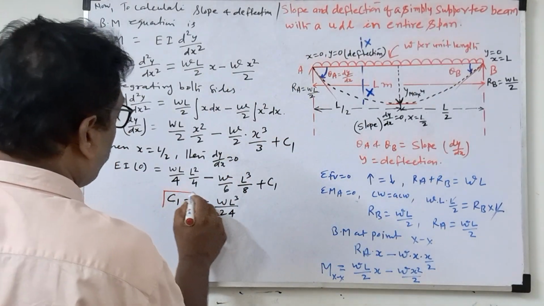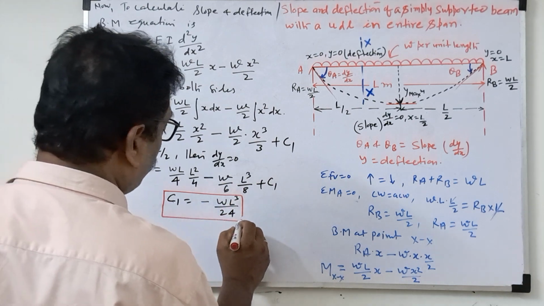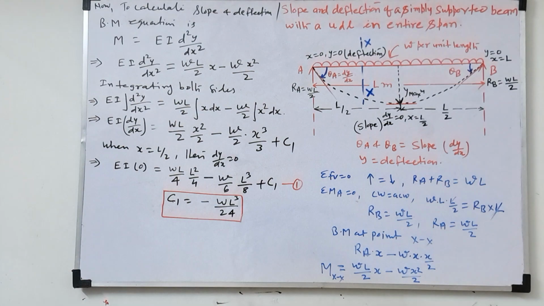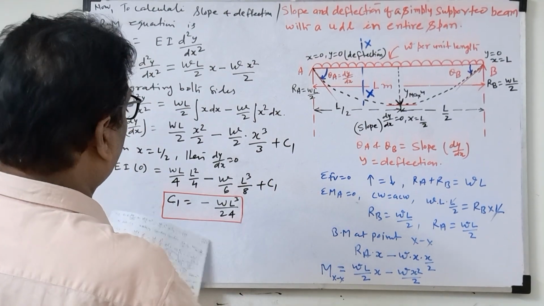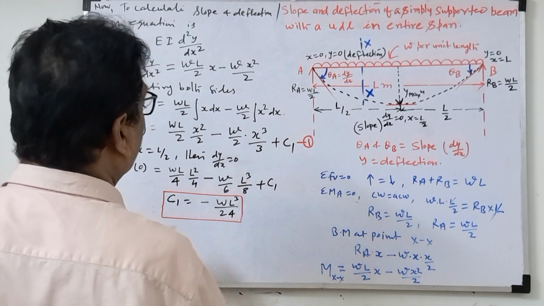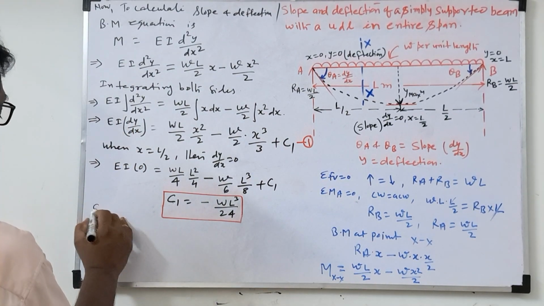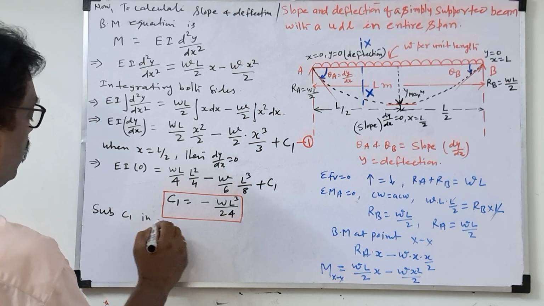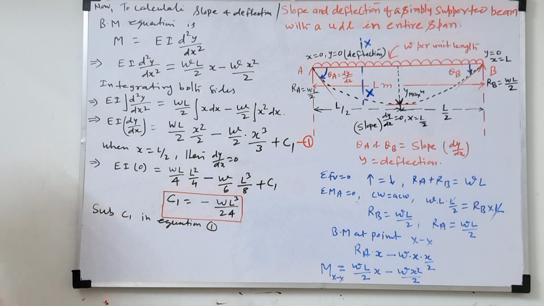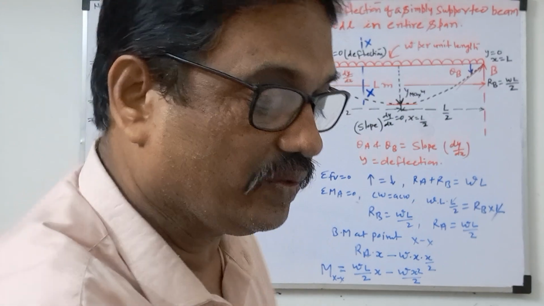This is the C1 I got. Substitute C1 in equation 1. We'll give the equation number 1. Now substitute C1 in equation 1, this is the equation 1. Substitute C1 in equation 1. So what will be the equation 1?